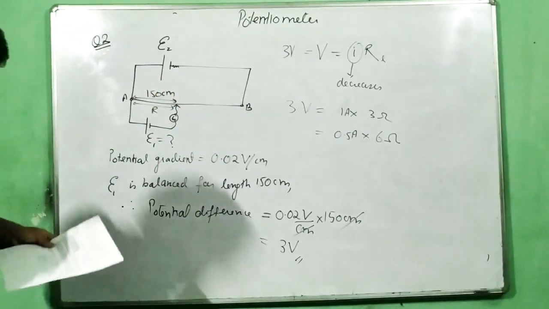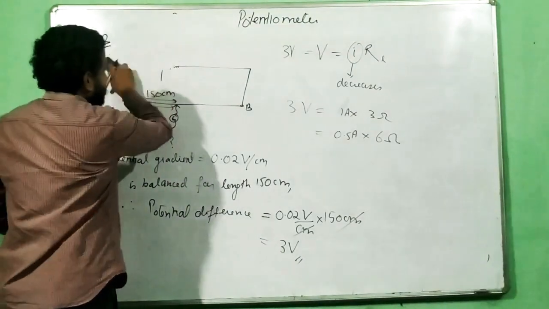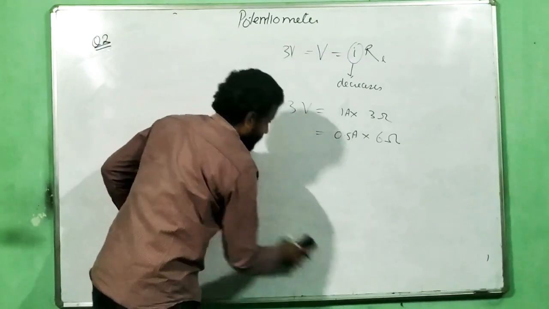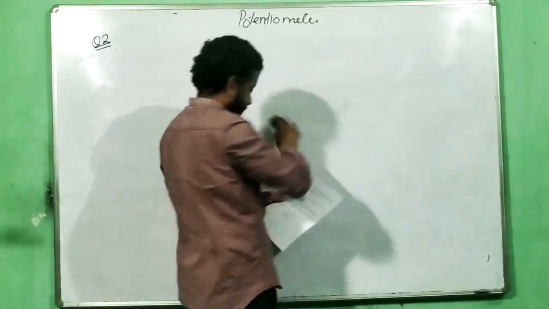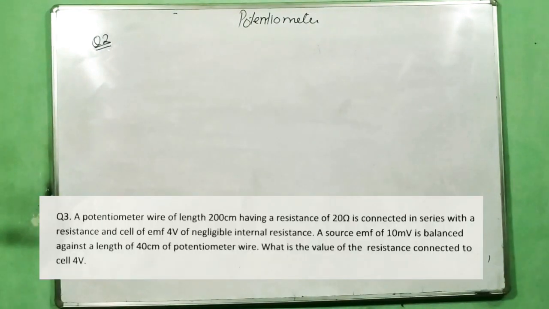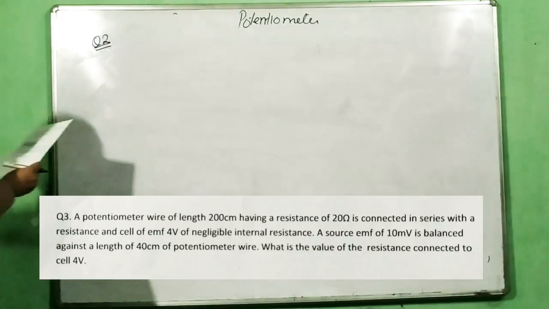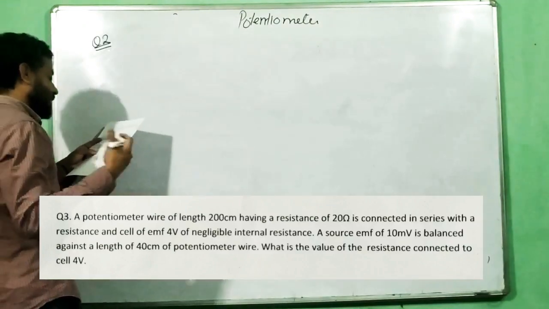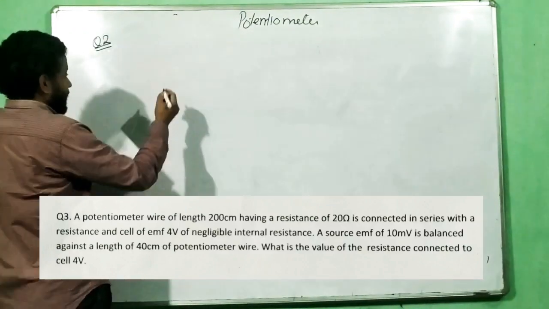Okay. Question number 3. A potentiometer wire of length 200 cm having a resistance of 20 ohm is connected in series with a resistance and cell of EMF 4 volt and negligible internal resistance. A source EMF of 10 millivolt is balanced against a length of 40 cm.